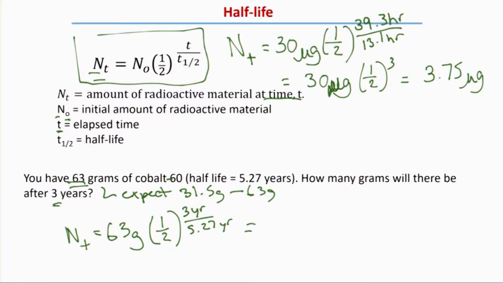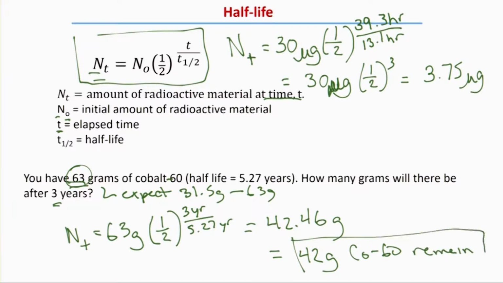And when I did, I got 42.46 grams. Looks like we had 2 sig figs here, so I'm just going to say 42 grams of cobalt-60 remain. So since we knew its half-life, if we know its starting amount, we can figure out how much of it would be left after a certain amount of time.